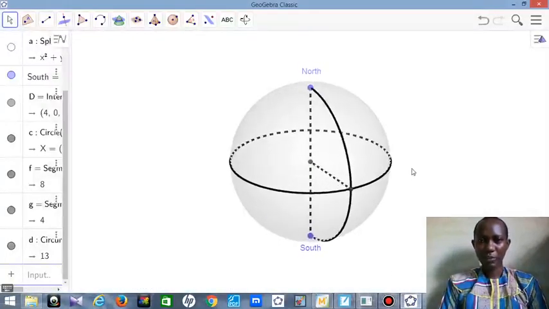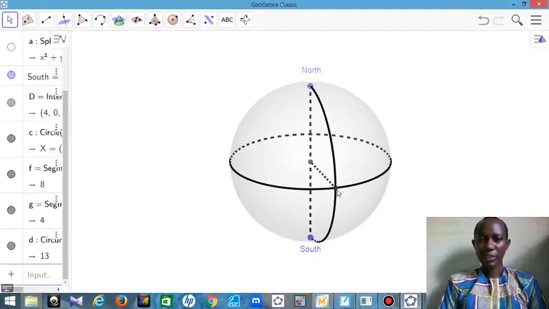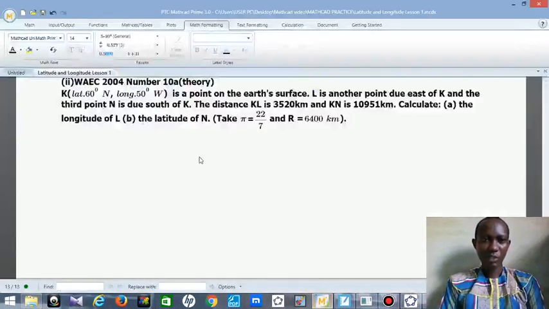Let's study the question very well. So as usual, this is our Earth, the sphere, the North Pole, the South Pole. This is the equator. You can see it clearly. Then this is the Greenwich meridian. Both of them meet at this point, which forms the 0 degree line. That's our reference point.